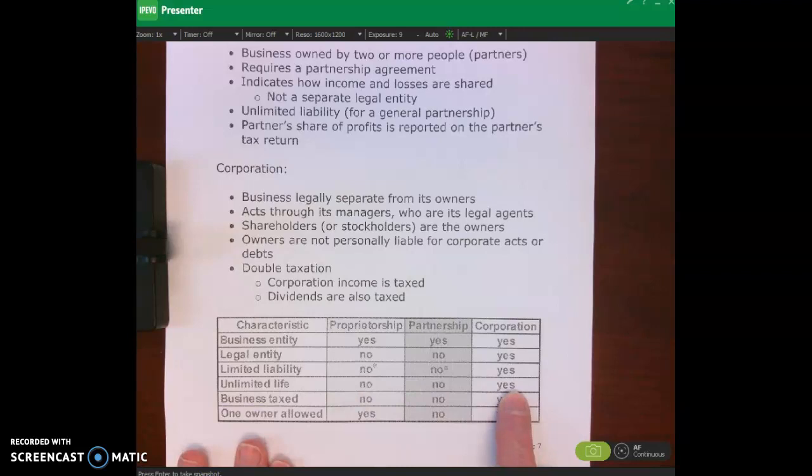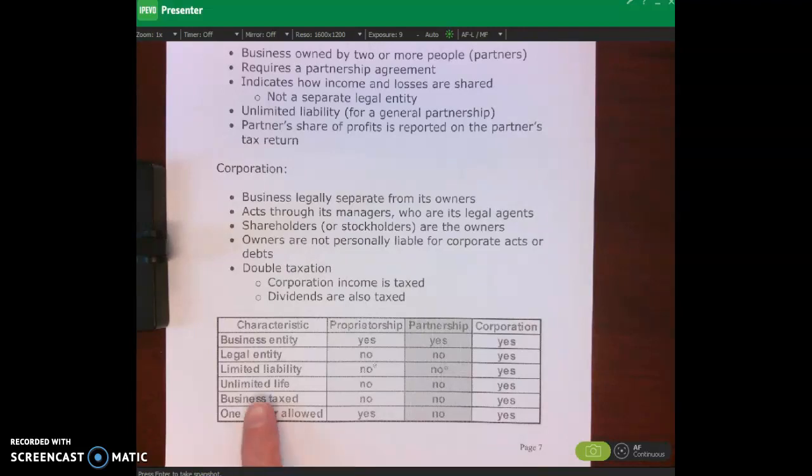So let me talk about this really quickly in terms of corporations. I am a shareholder of PepsiCo. I own a few shares of stock in Pepsi. PepsiCo is the name of the company. If I die, does Pepsi continue operating?